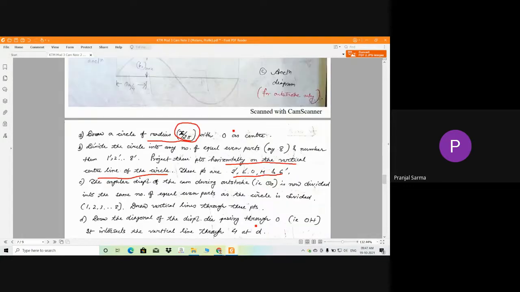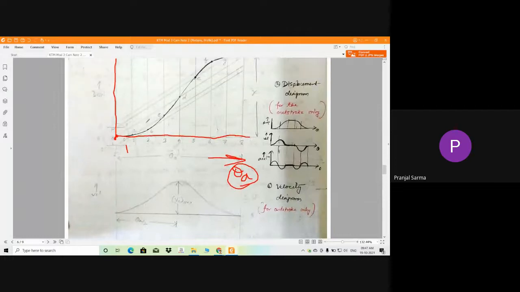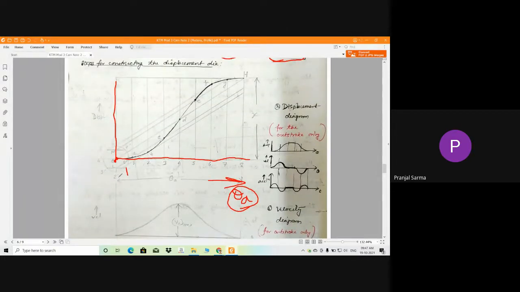Now let's start. We have made 8 equal divisions here. Already this is theta, and right now we are drawing only for theta. This is the cathode stroke. Now we are going to make the same equally spaced divisions, 8 divisions here: 1, 2, 3, 4, 5, 6, 7, 8.